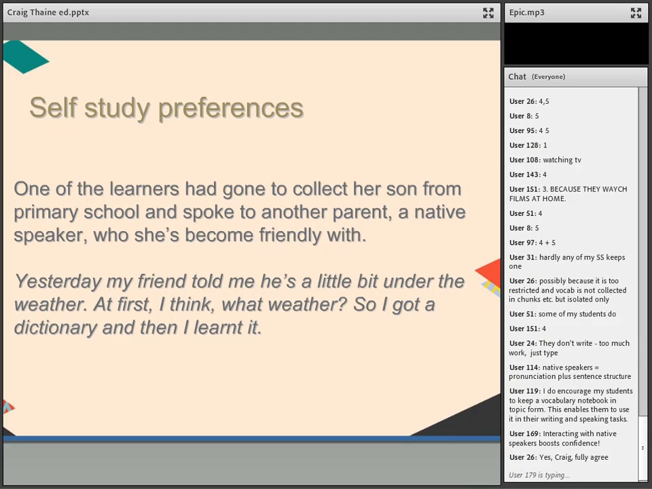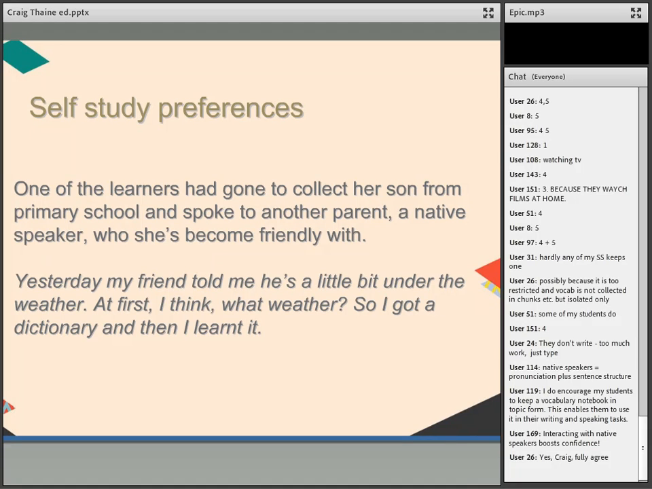One of the learners had gone to school to collect her son. She was studying in New Zealand and her son was attending a New Zealand primary school. And she spoke to another parent who was a native speaker who she'd become friendly with when they were waiting for the children outside school. And she said, yesterday my friend told me that he's a little bit under the weather. And at first I think, what weather? So I got a dictionary and then I learned it.